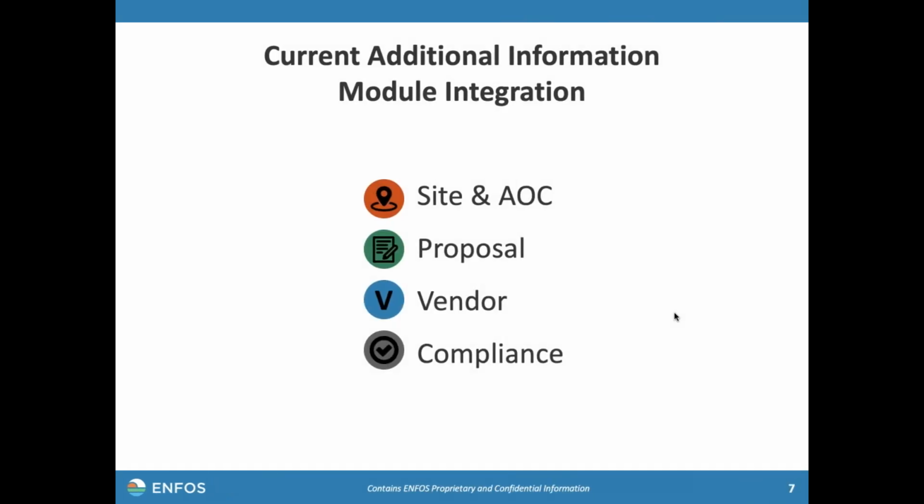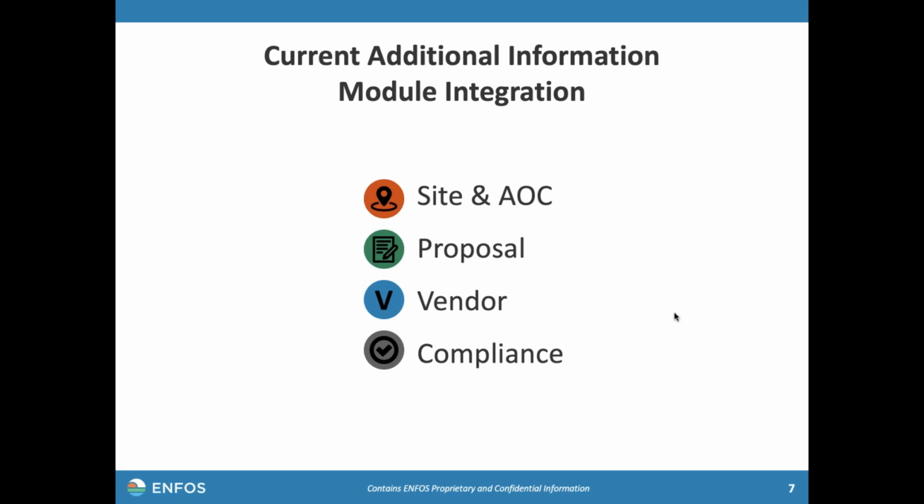All right, so module integration, right? We've looked at some examples of additional information fields and records. And where can this apply? Where can we see this and use this within ENFOS? Now, we can set up anything within the hierarchy in ENFOS, but we've got specific modules where additional information is available, and we're expanding these modules all the time.